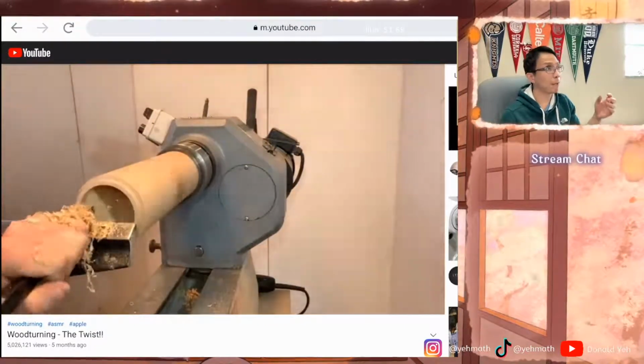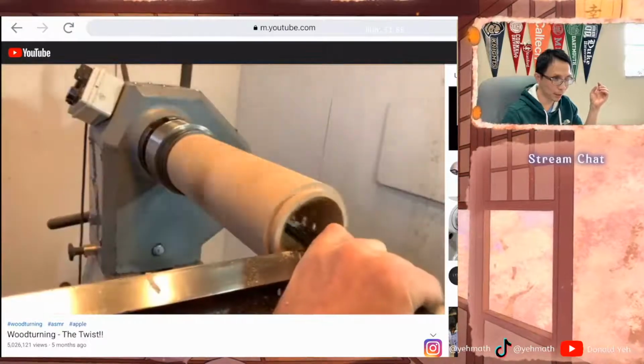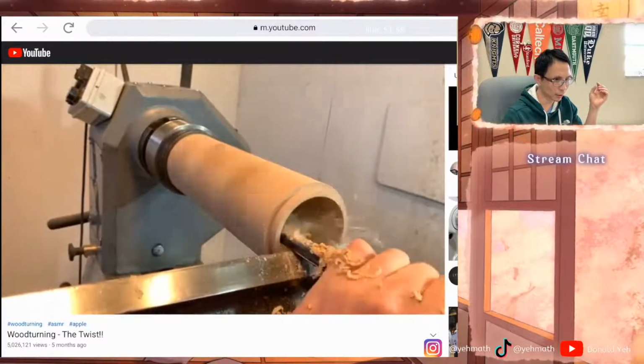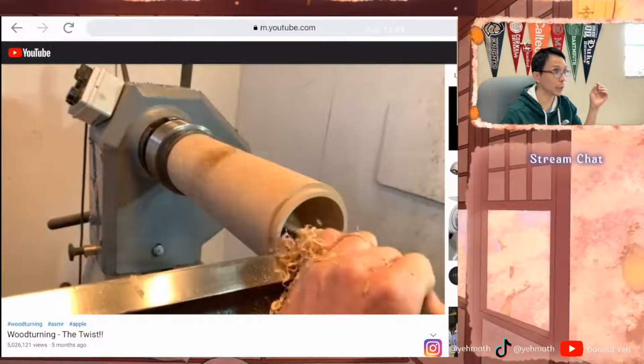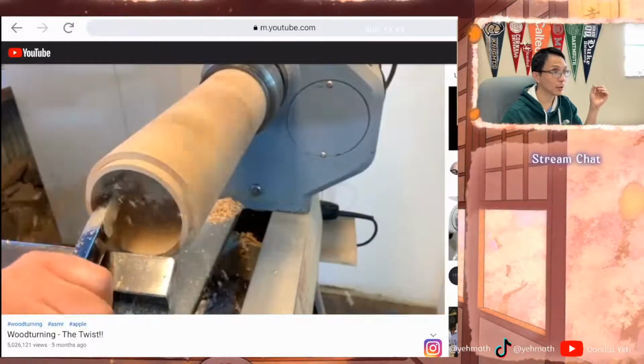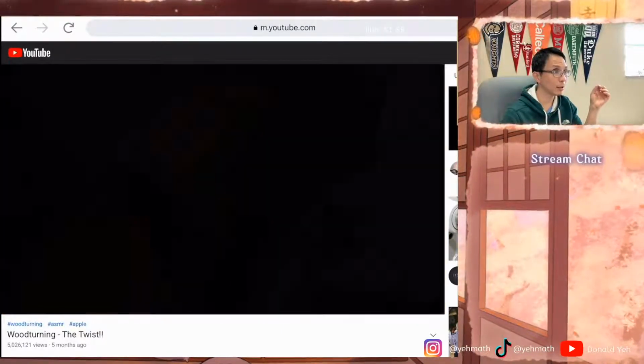If you pay attention to this part, right? You pay attention to this part, you say, hey, look, there's an inner curve, an inner radius. Do you see that inner radius there?